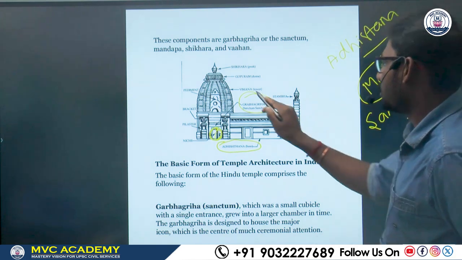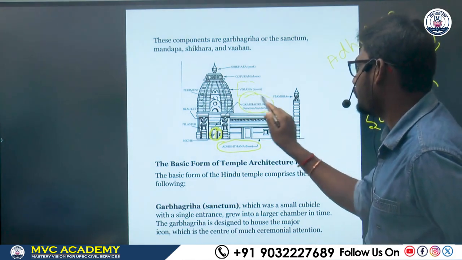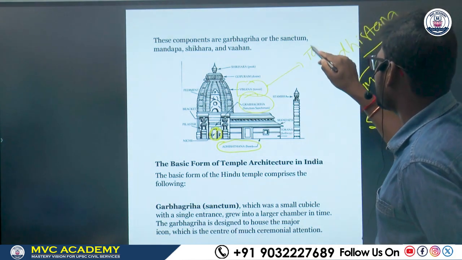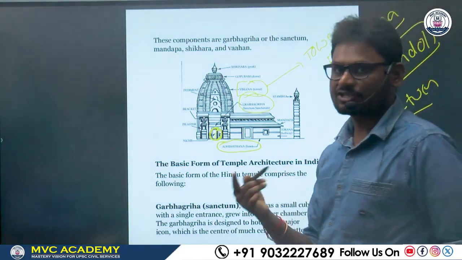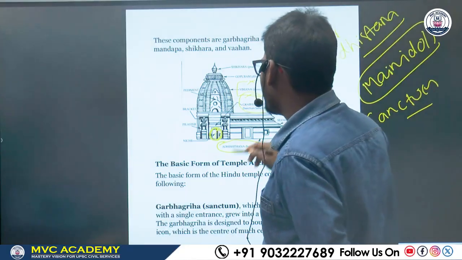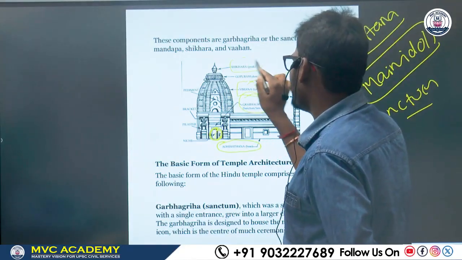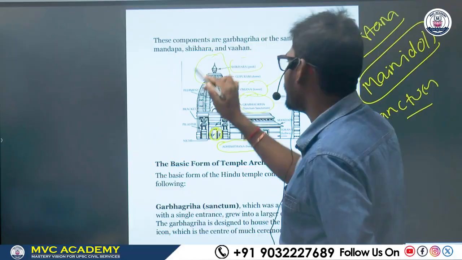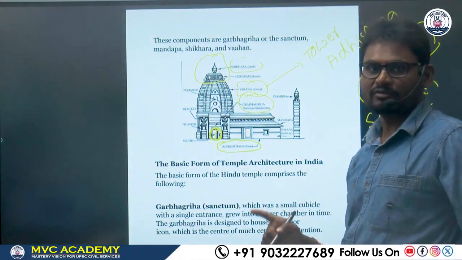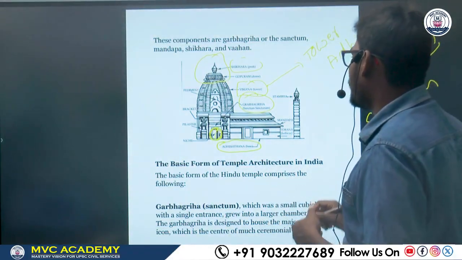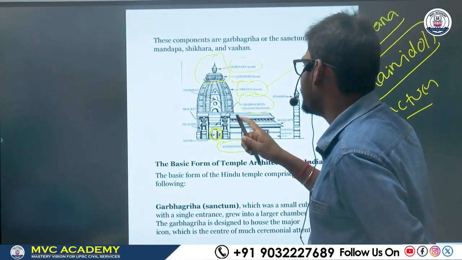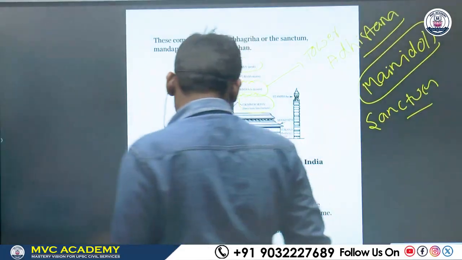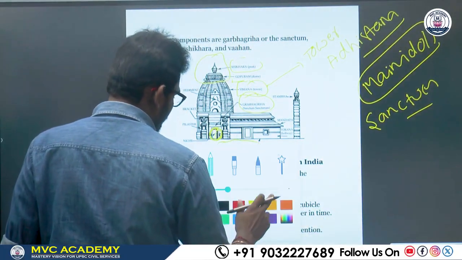Next, here we have Vimana. Vimana means nothing but tower. The tower-like structure is known as Vimana. Next, we have Shikara. At the top of the temple, we have Shikara. And in some temples, we have a dome-like structure that is known as Gopuram.